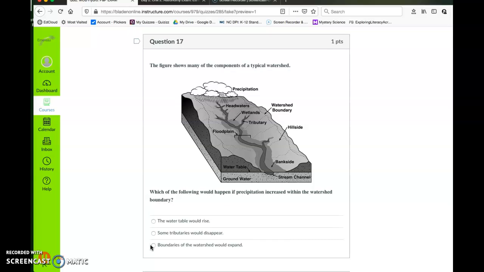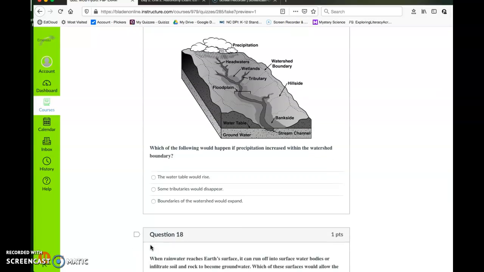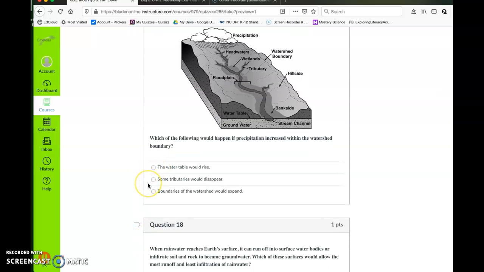Question 17. The figure shows many of the components of a typical watershed. Which of the following would happen if precipitation increased within the watershed boundary? The water table would rise, some tributaries would disappear, or boundaries of the watershed would expand.